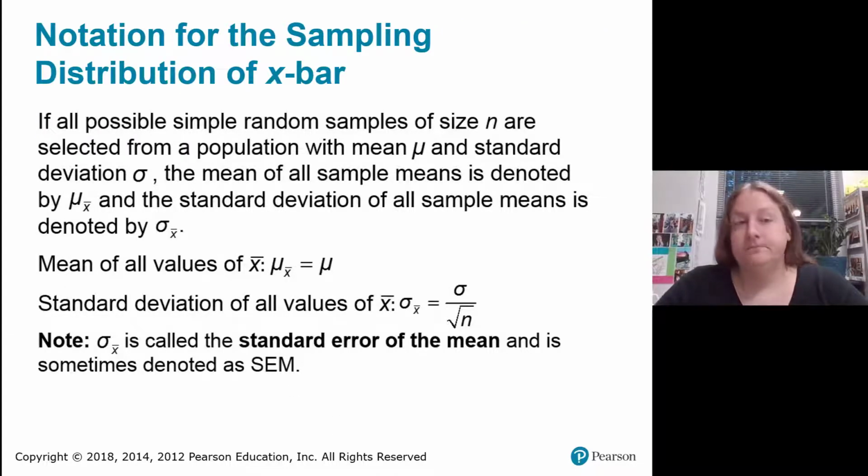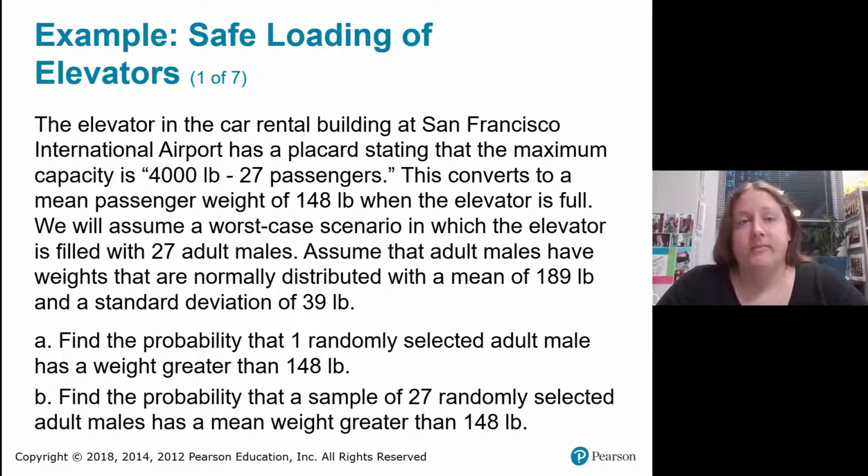All right, a little bit of notation. You might have noticed those subscripts with the x bar. What that means is the mean of all the values of x bar is mu sub x bar. Same deal with the standard deviation. And the standard deviation of those sample means is sometimes called the standard error of the mean and sometimes denoted with the capital SEM.